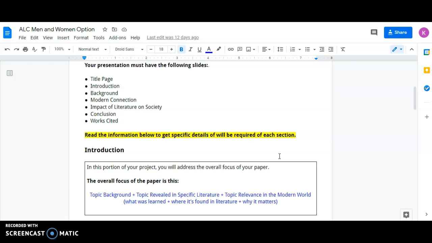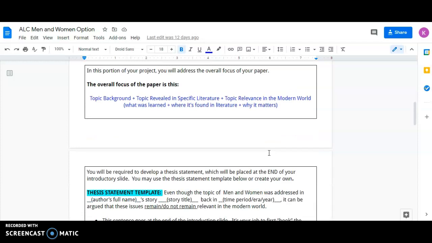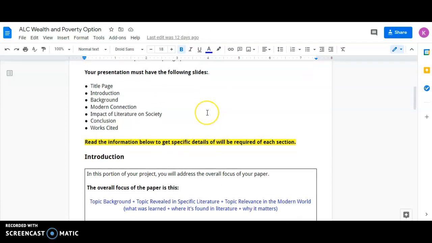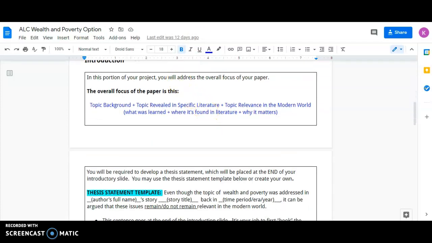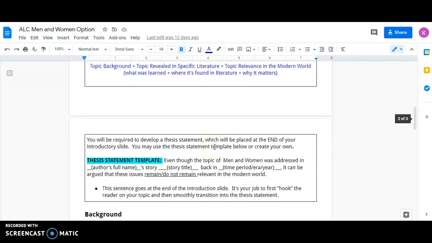Okay, so for your introduction, you're going to be required to introduce your topic and develop a thesis statement. So for each option, I have a fill-in-the-blank thesis statement that you can use to help you introduce your project. You don't have to use it, but it is there. I am looking that you hook in your reader and that you have a thesis statement.